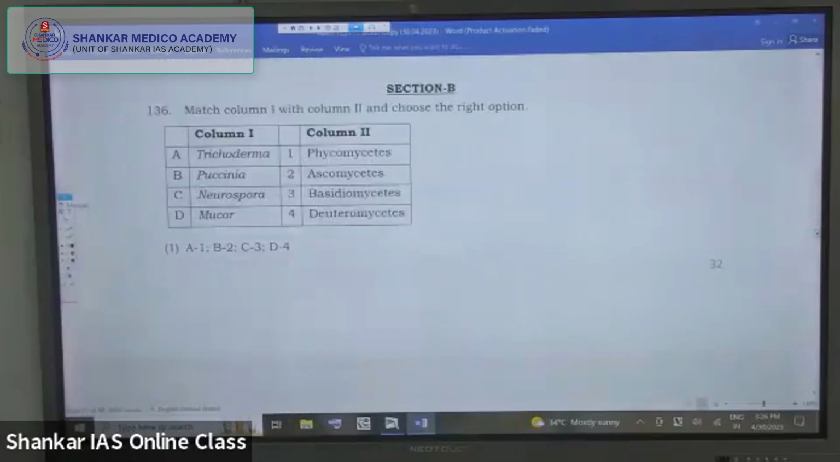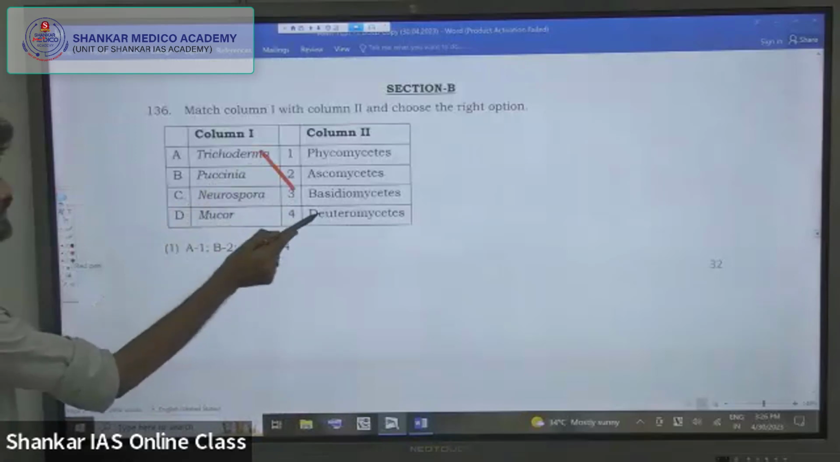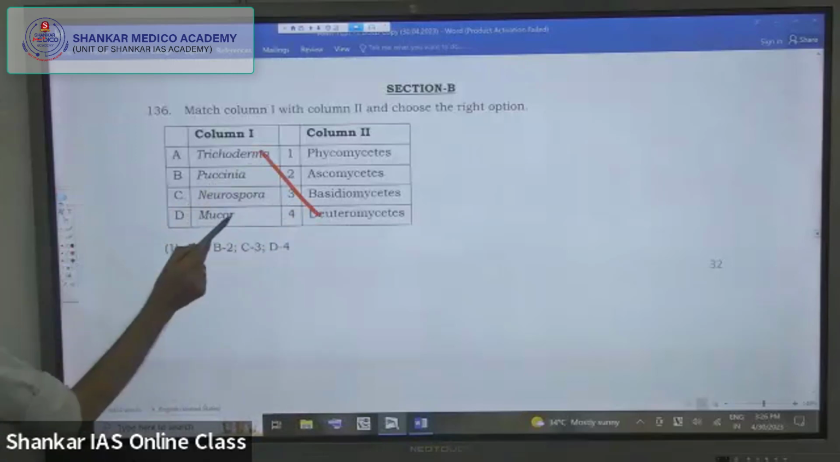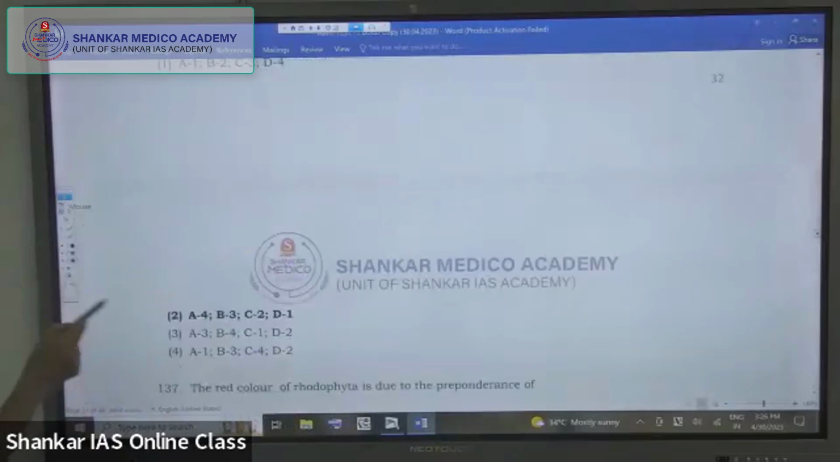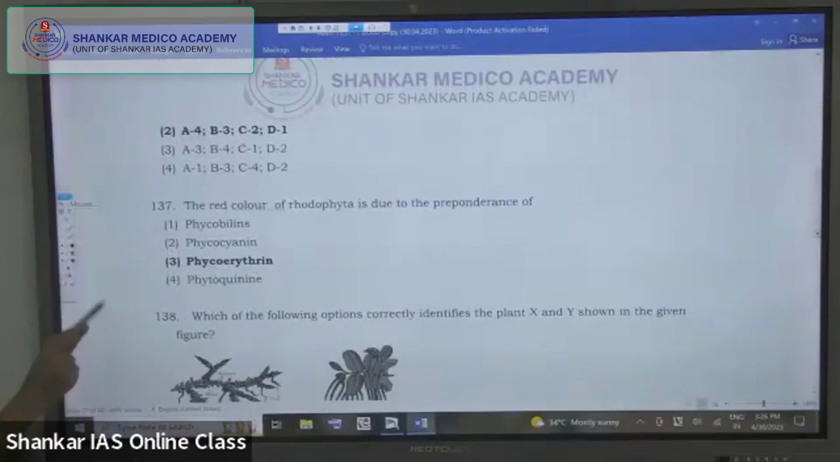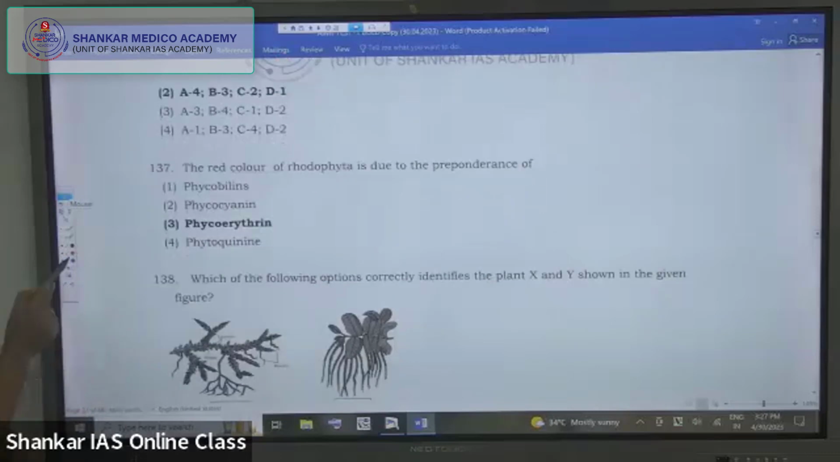Then this is the match the following. From this you can easily identify Trichoderma belongs to Deuteromycetes and Mucor belongs to Phycomycetes. If you know Trichoderma belongs to Deuteromycetes, definitely you can find the answer. A will be 4, B will be 3, C will be 2, D will be 1. Then the red color of the rhodophyte is due to the presence of phycoerythrin, the red color pigment.